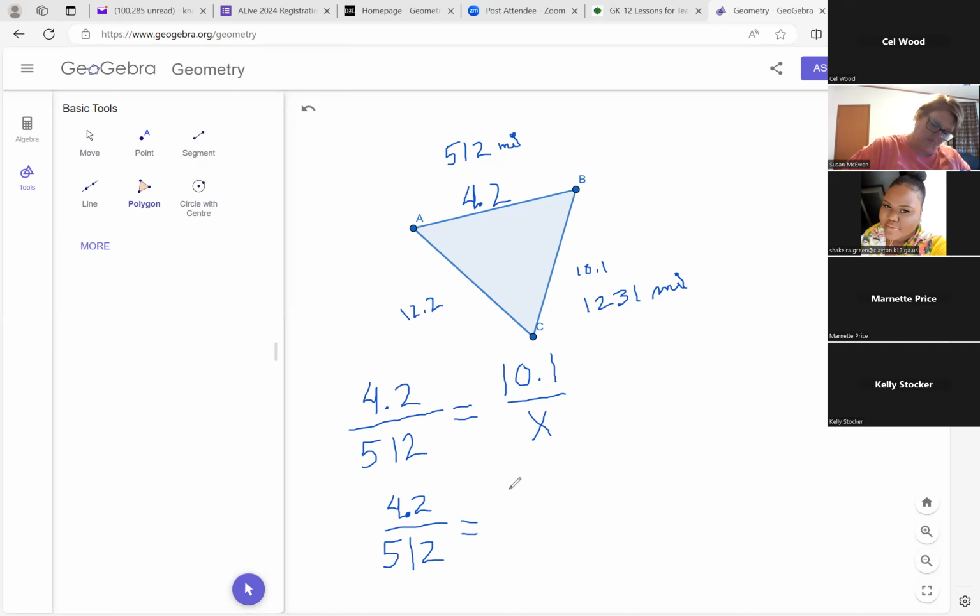And now we say that it's equal to the 12.2 centimeters for AC, and we'll call it Y for the actual distance that corresponds to the 12.2 centimeters. So can anybody take 12.2 times 512 divided by 4.2 to get that? Round it to the nearest whole number, please. 1,487. That's right.